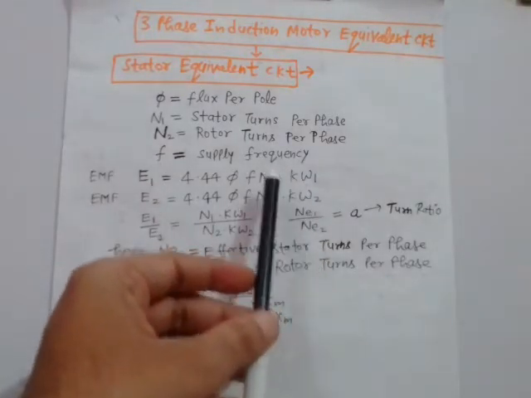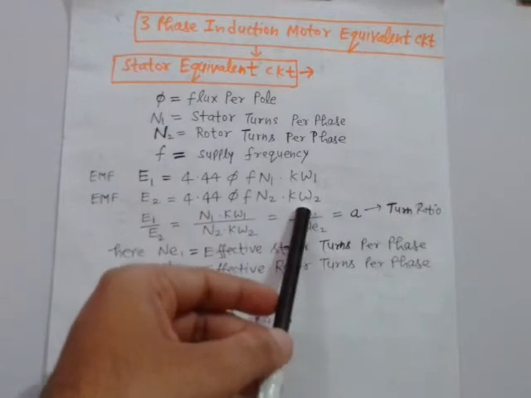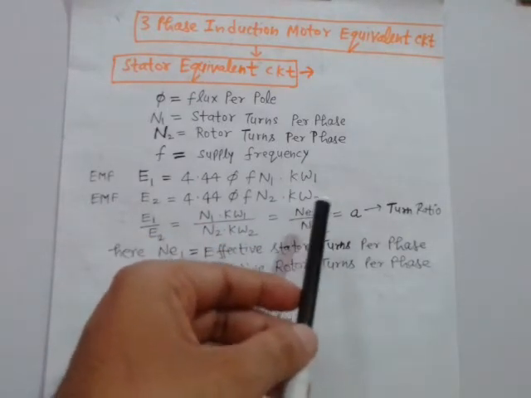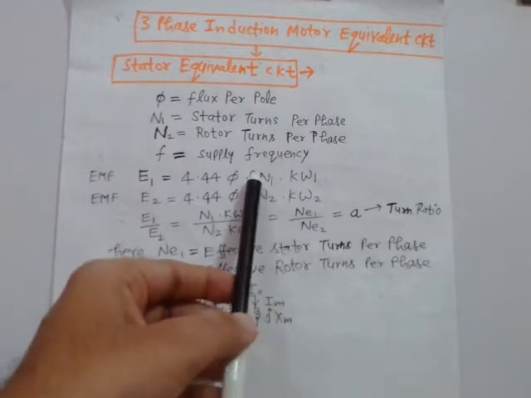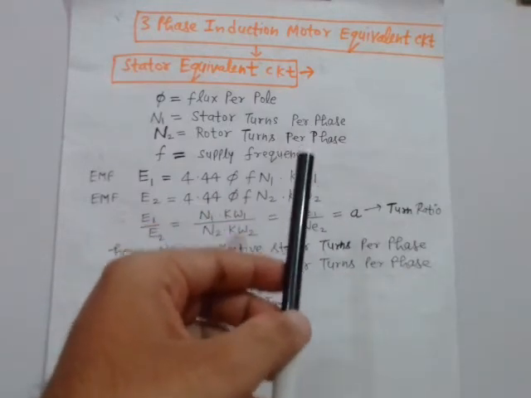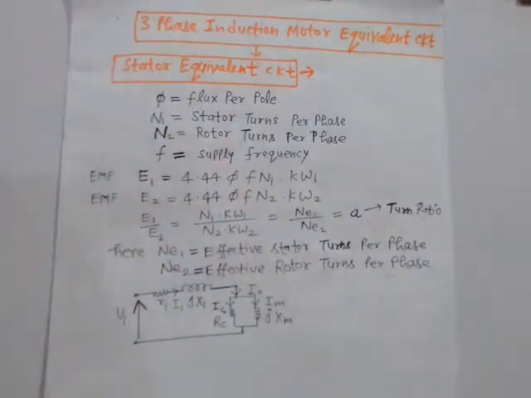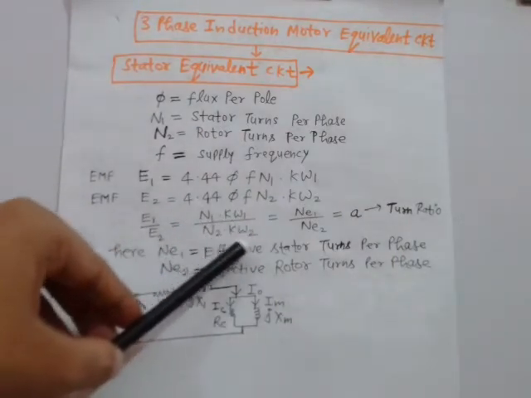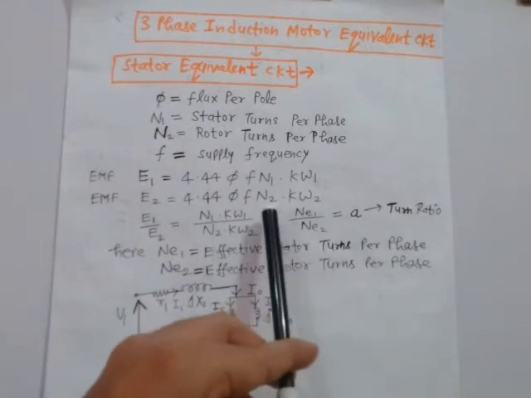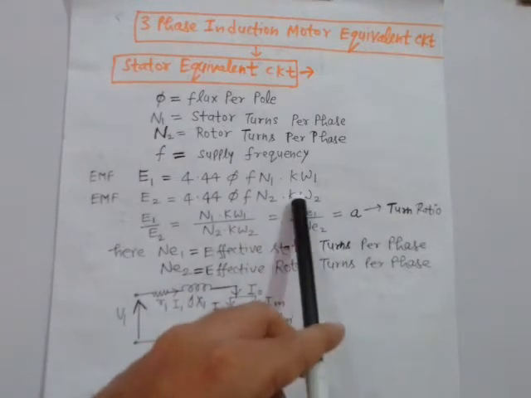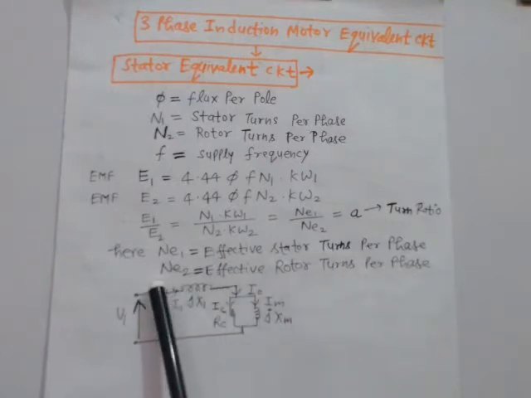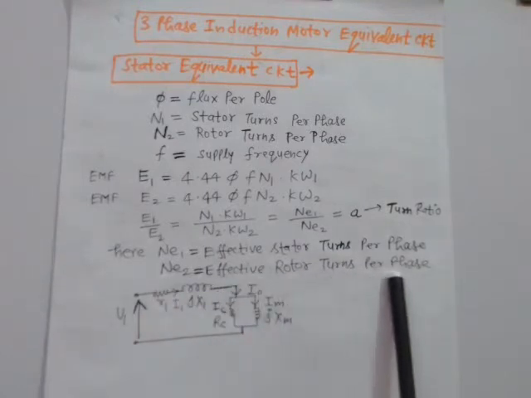Please watch the earlier videos on the operating principles of the three-phase induction motor, right? So that's why you will get a winding factor Kw1 and Kw2. Kw1 is for the primary stator winding and Kw2 is for the secondary rotor winding. Primary winding means the winding across which you are applying the supply source, right? So when you take the ratio, you will get N1 Kw1 divided by N2 Kw2. Let me give this another representation, Ne1 by Ne2, where Ne1 is the effective stator turns per phase and Ne2 is the effective rotor turns per phase.